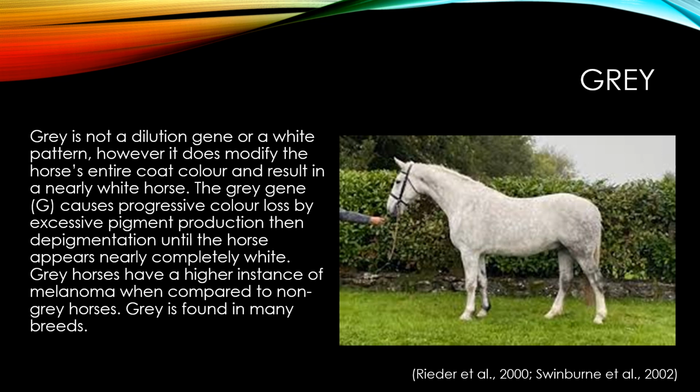Lastly is grey. It's not a dilution gene or a white pattern. However, it does modify the horse's entire coat colour and results in a nearly white horse. The grey gene causes progressive colour loss by excessive pigment production, then depigmentation until the horse appears nearly completely white. Grey horses have a high incidence of melanoma when compared to non-grey horses, and grey is found in pretty much every breed.